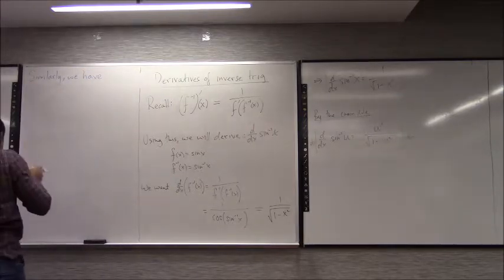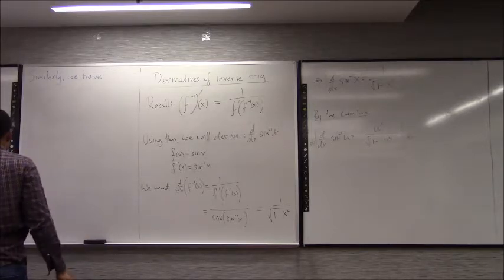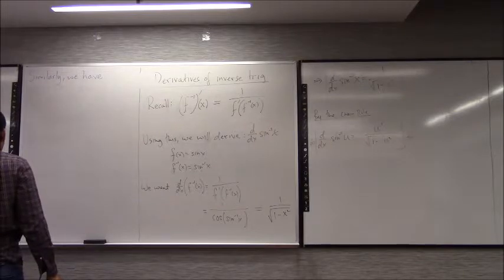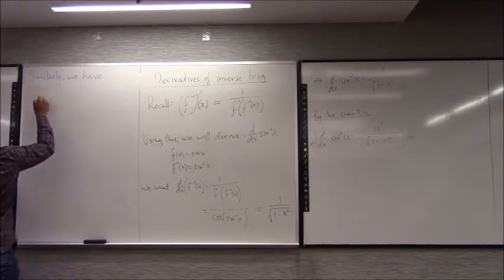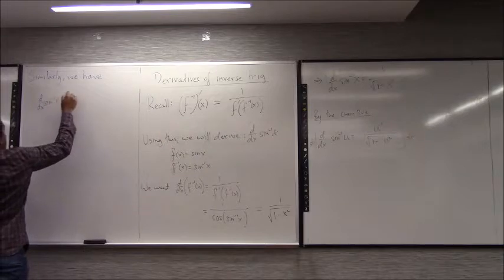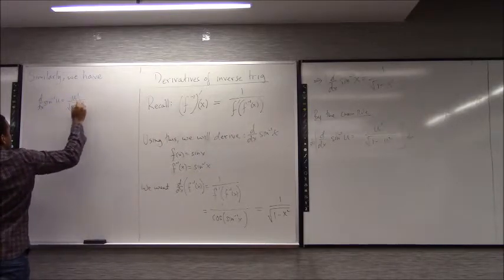So we have the following. Let's see which ones are important. Well, I wrote all of them here, but no, I don't think all of them are important. Okay. So the derivative of sine inverse of u is u prime over the radical of 1 minus u squared.